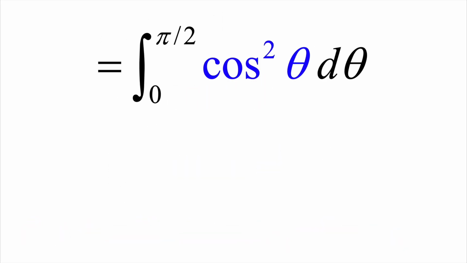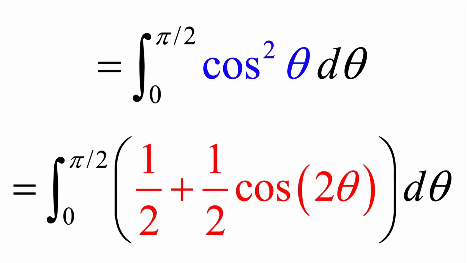Now, to compute the integral of cos squared theta from 0 to pi over 2, it's easiest to use another trigonometric identity. I always teach this one to my calculus students. Cos squared theta equals 1/2 plus 1/2 cos 2 theta. That's the quickest way to do this integral. Maybe you even want to pause the video and finish it from here.